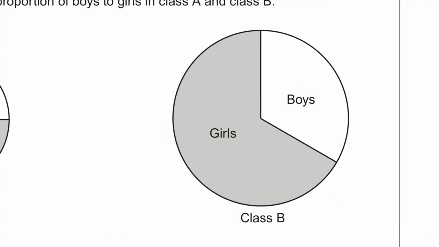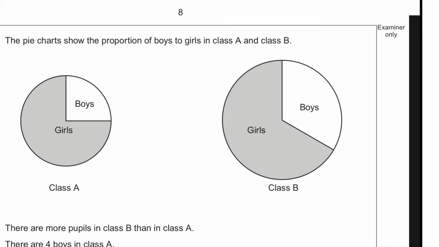In Class B, I can see that the proportion of boys is higher. In fact, I'd say that is 1/3 of the circle, and then the girls would be 2/3. Now I can prove this by measuring the angles. This angle here is 90 degrees, I can clearly see that, but this angle here, if I measured it with a protractor, would be 120 degrees. 120 out of 360 is 1/3, so that is how you prove it with a protractor.